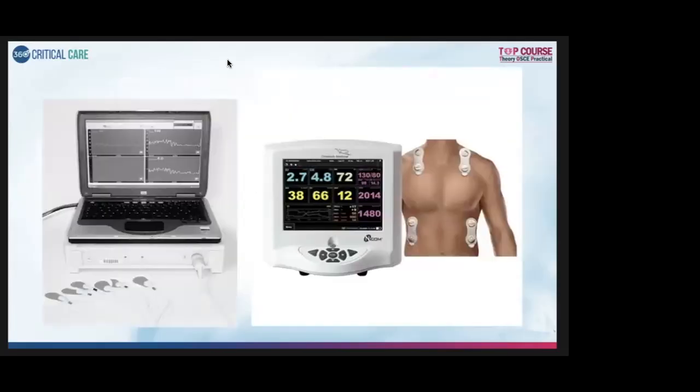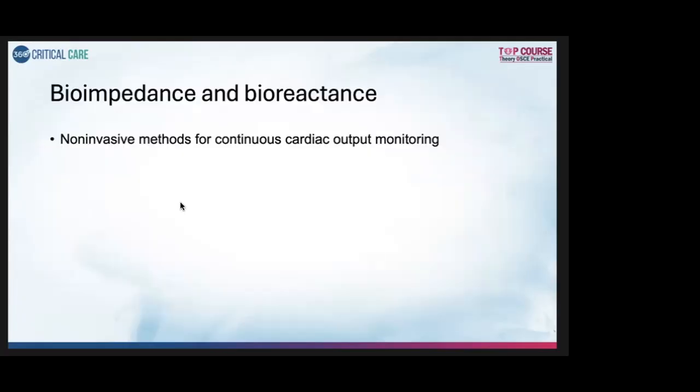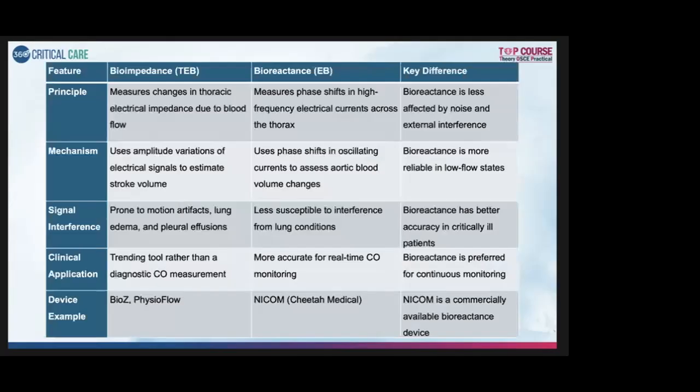This is one of the non-invasive methods, that is the bioimpedance and the bioreactance. So bioimpedance and bioreactance are some of the non-invasive methods of continuous cardiac output monitoring. So let us see the brief difference. Bioimpedance mainly measures the changes in the thoracic electric impedance due to the blood flow, whereas bioreactance measures the phase shifts in high frequency electrical currents across the thorax. So bioreactance is less affected by the noise and external interference, and hence it is preferred more than the impedance.